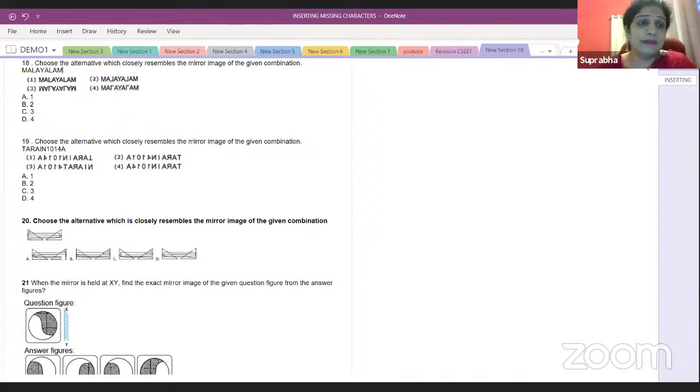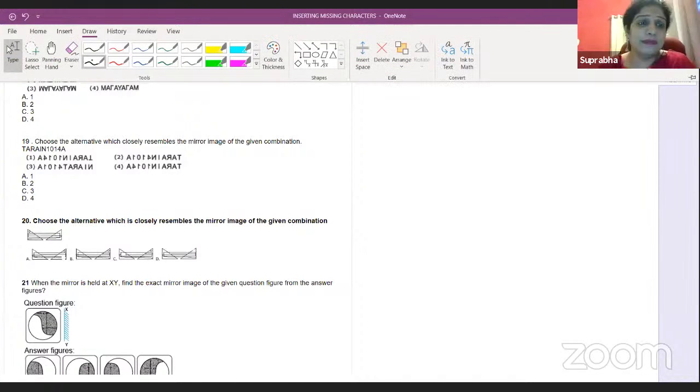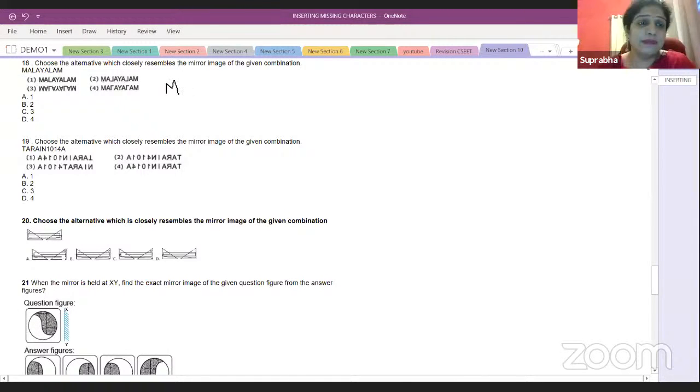So obviously, when there is a right to left combination, you have to keep it in mind. Imagine M. You turn this M. In whichever direction you turn, the M will be M only. Yes, this shape will not change. But what will change? This first alphabet will come to the last alphabet.